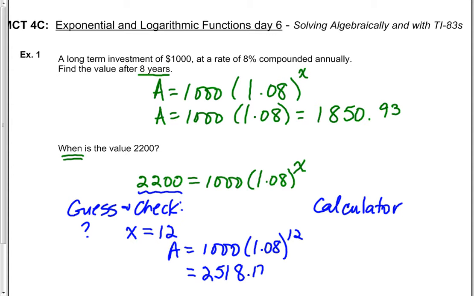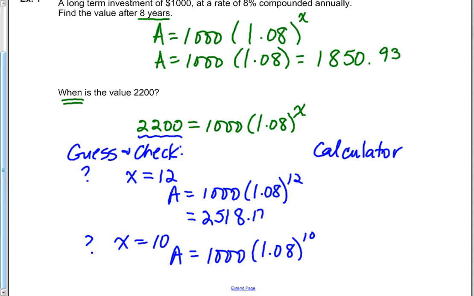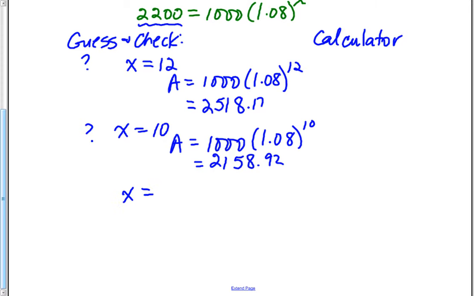Let's go right in the middle. Let's look if x is 10 years. The amount would be $1,000 times 1.08 to the power of 10, which is $2,158.92. So not large enough. So it's between 10 and 12 years. It's closer to the 10-year mark than it is the 12-year mark.